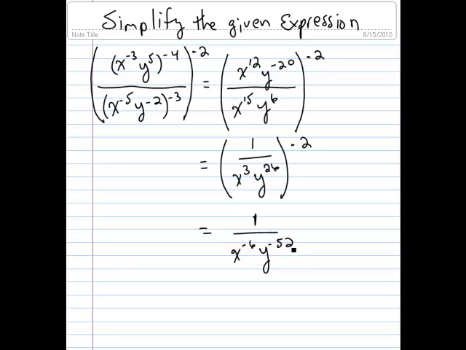Okay, and so now those negative exponents will go upstairs, and our final answer will be x to the 6th times y to the 52nd. And that's going to conclude this video lesson. Thank you.